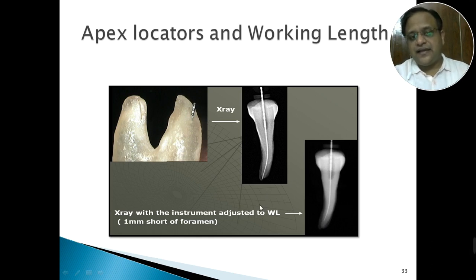Remember, apex locators are not the final thing. They are not a replacement to radiographs. They are an adjunct to a radiograph. That means they have a synergistic effect. They help in taking radiographs better for working length purposes. Make sure you are using the working length radiograph in a very justified way. Do not consider apex locators as a replacement for not taking radiographs.